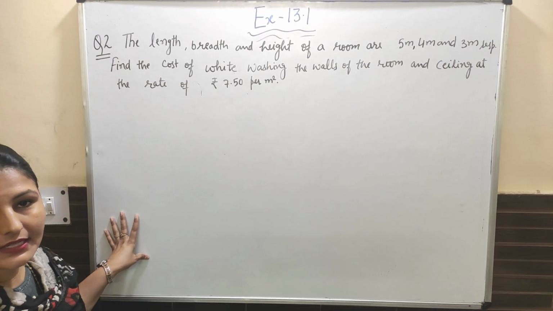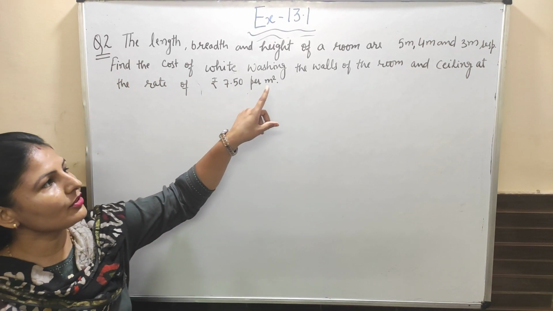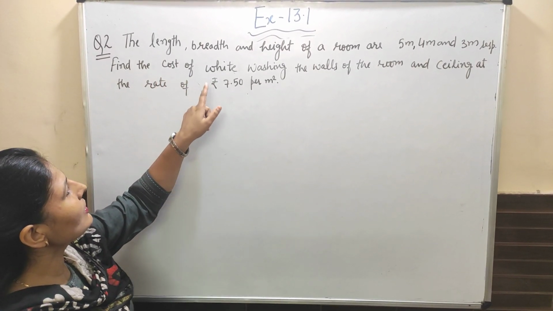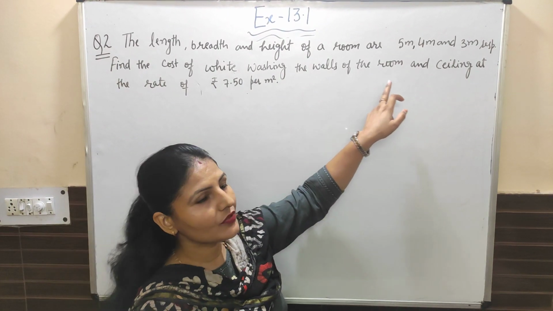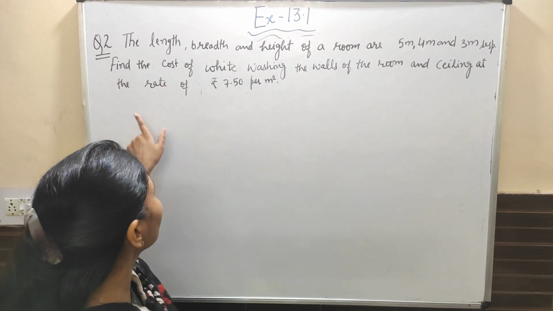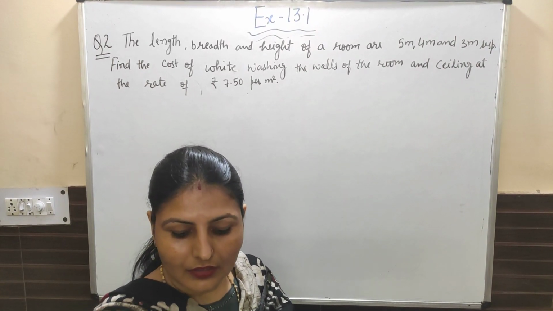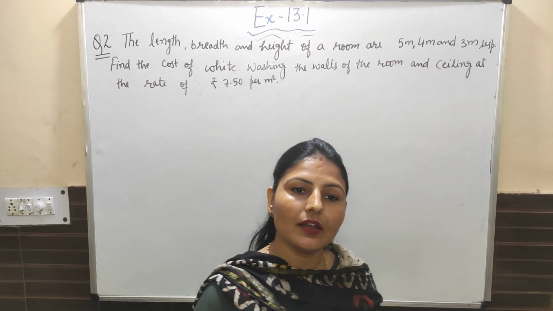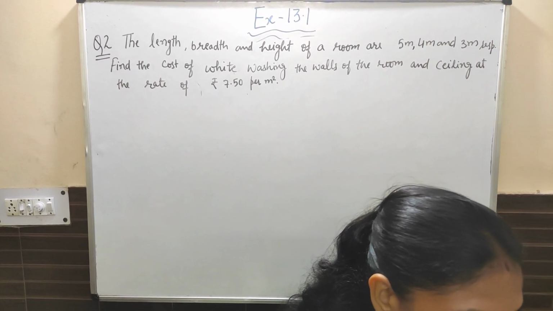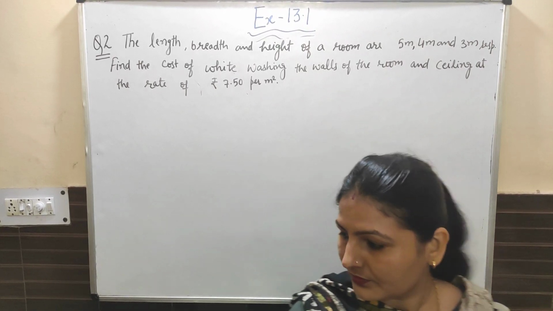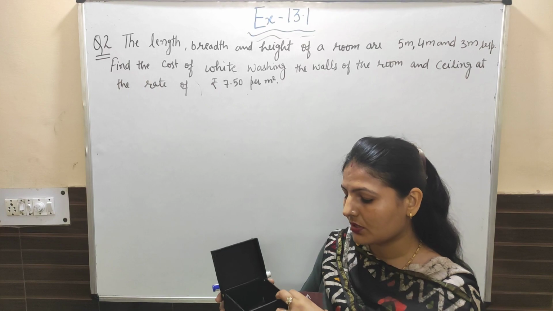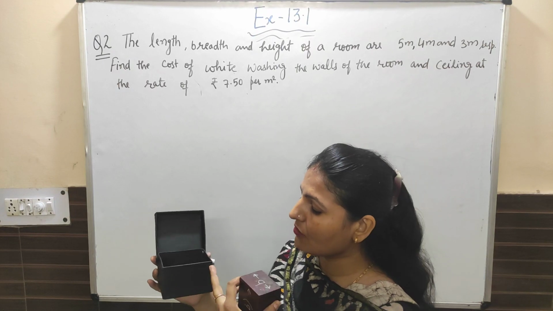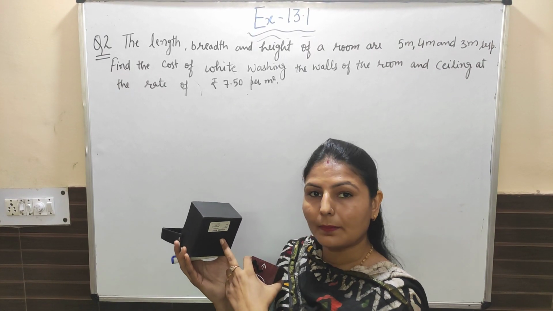Second question of this exercise. The length, breadth and height of a room are given, which are known to us. We have to find the cost of whitewashing the walls of the room and ceiling at the rate of this. In previous question we have given an open box. In this we have to find area of this box, means area of walls plus area of bottom.